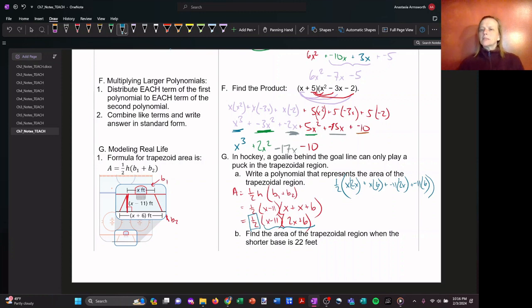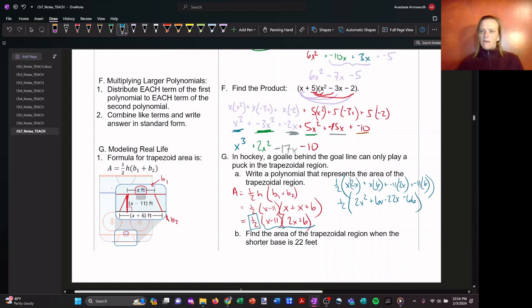All right. Let's make what I have in parentheses here a little less messy. I'm going to have 1/2 times 2x squared plus 6x minus 22x minus 66. And I can combine those like terms. So I get 1/2 of 2x squared, not plus, minus 16x minus 66.